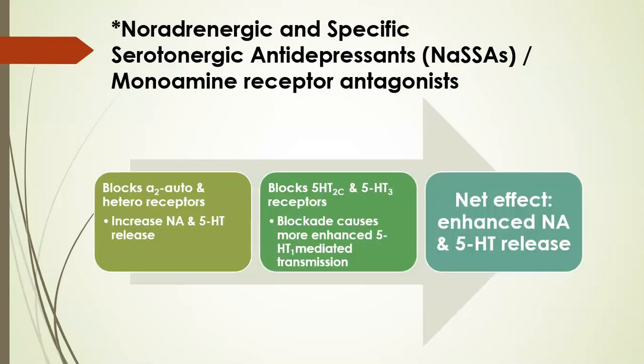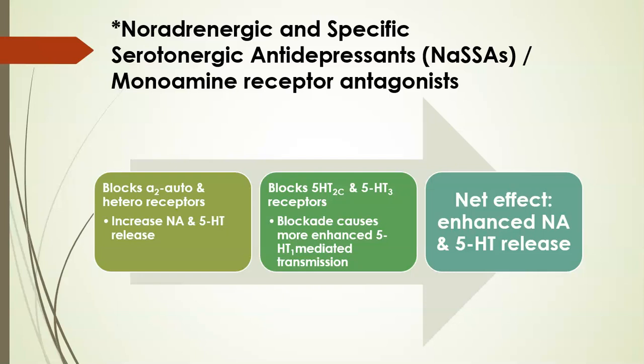How they work is slightly different in that they block the alpha-2 auto and heteroreceptors. I will show you what alpha-2 auto and heteroreceptors are. What they do is increase the noradrenaline and serotonin release, right? And on top of that, they also block the 5-HT2C and 5-HT3 receptors.